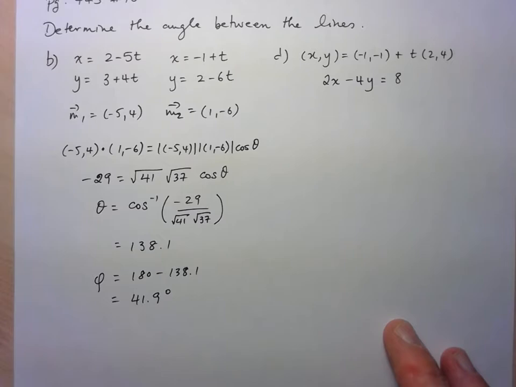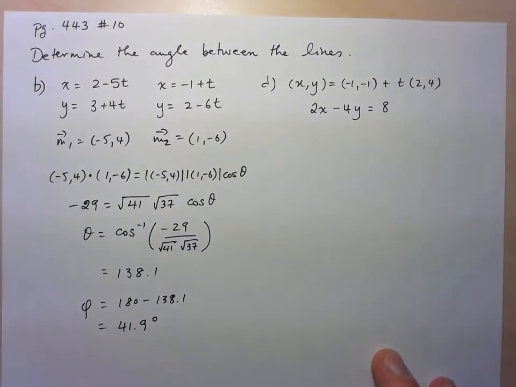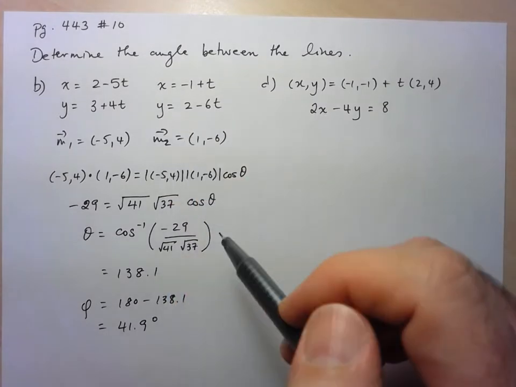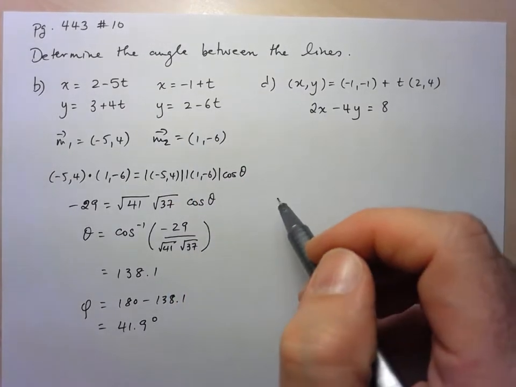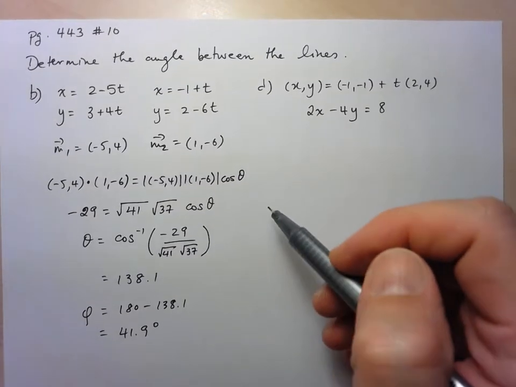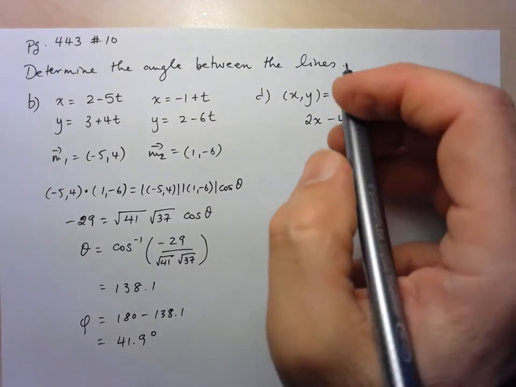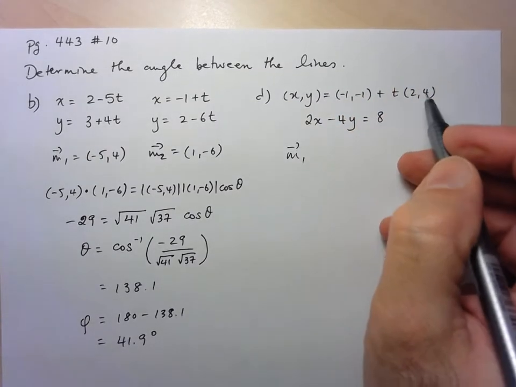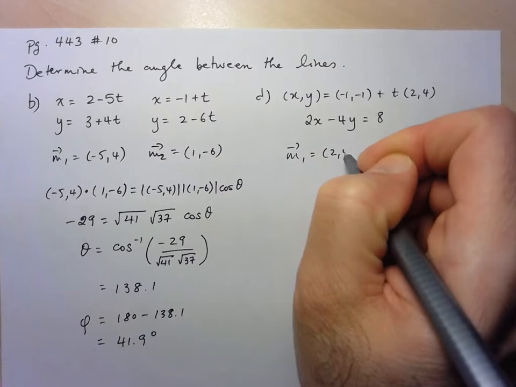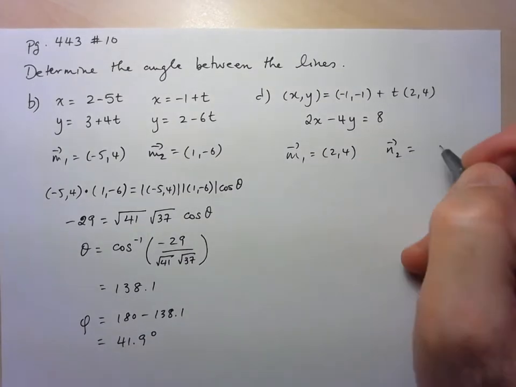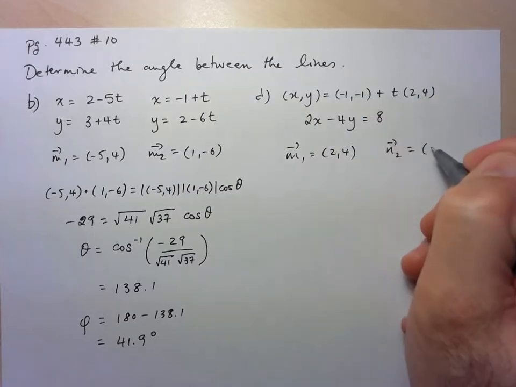Now part B is a little different because one equation is given in vector form, which is equivalent to parametric form, whereas the other is given in Cartesian form. And in Cartesian form, what we get is a normal vector. So we're going to have to do a little switcheroo here. Starting with the first equation, we have a direction vector, 2, 4. In the second one, we actually have a normal vector, 2, negative 4.